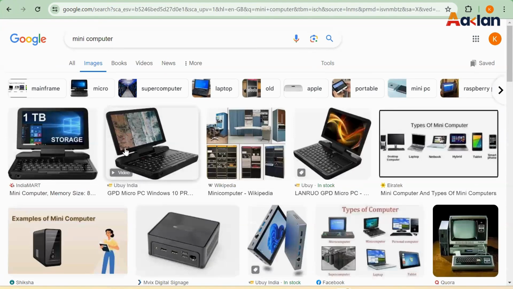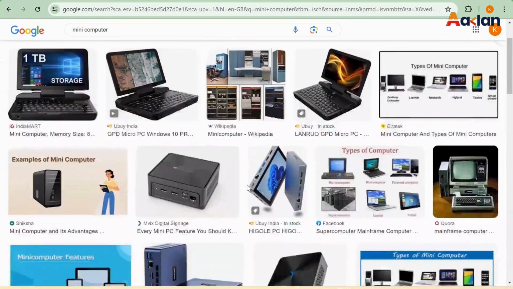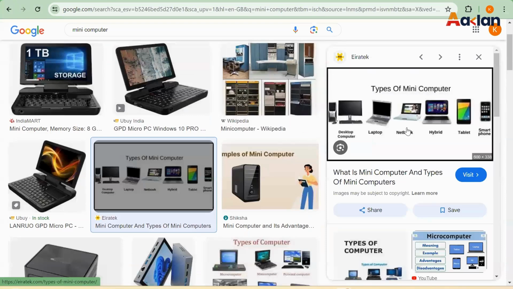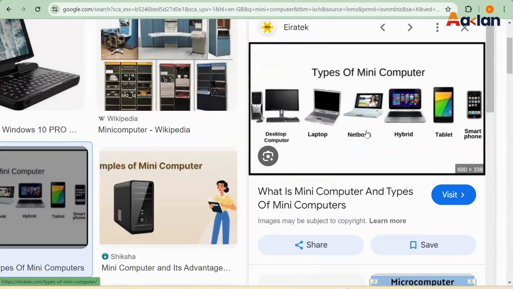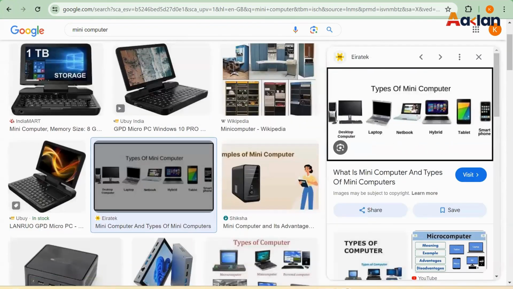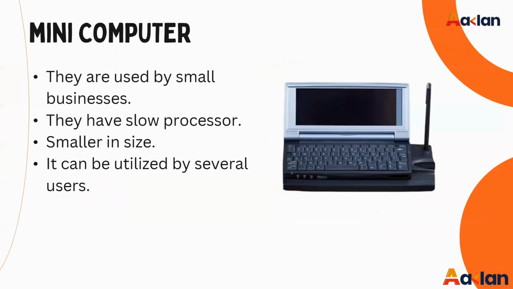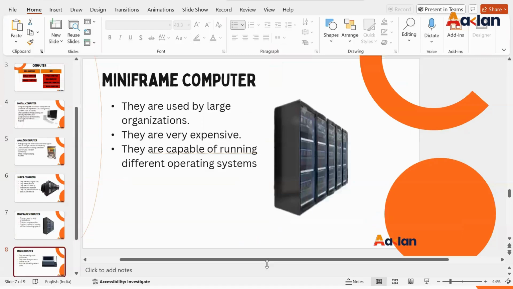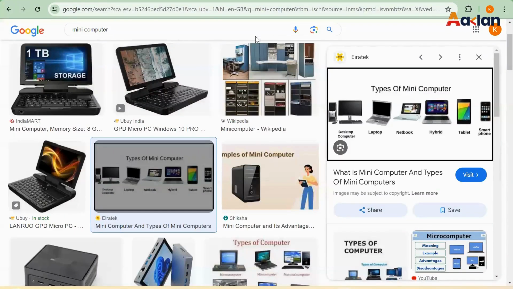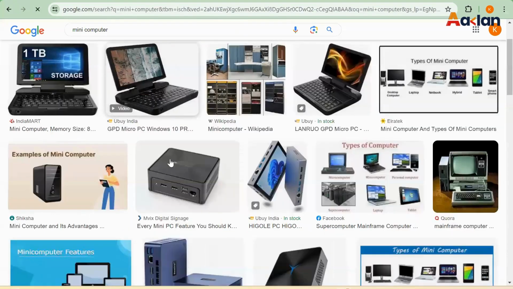See the image of mini computer. It is used in our day-to-day life, personal computer, also called laptop, right? Types of mini computer are these: desktop computer, laptop, netbook, hybrid tablet, smartphone, right? Clear? Now, moving on to the next slide, mini computer. They are used by small businesses. They have slow processors, are smaller in size, and can be utilized by several users, right? Several users. So, mini computer looks like that.